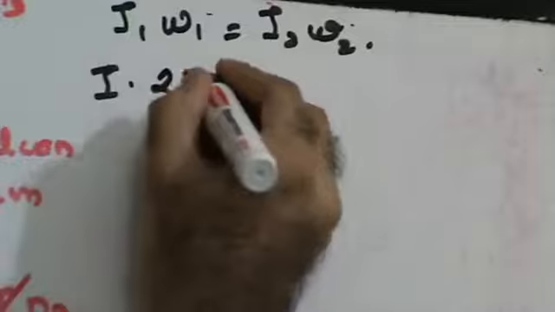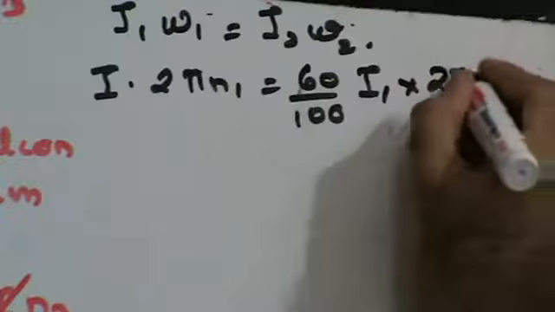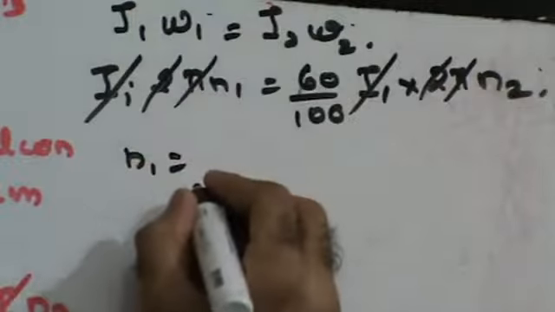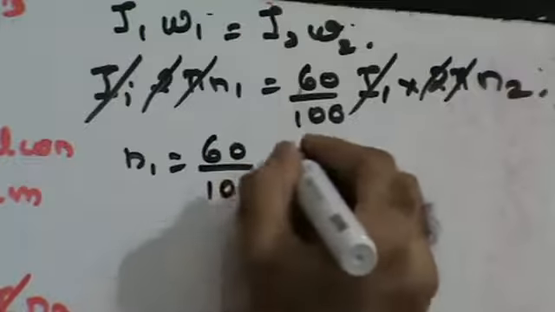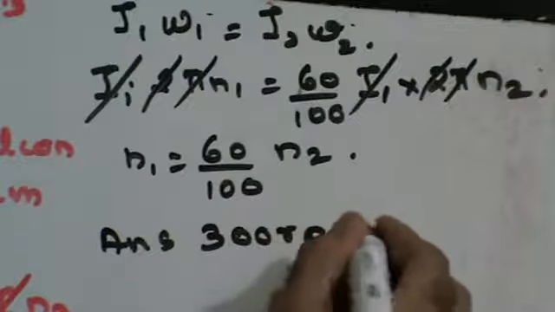Right? Now, I have all the values. I1 omega 1 can be written with omega as 2 pi n1. I2 can be written as 60 upon 100 into I1. Omega 2 can be written as 2 pi n2. So 2 pi gets cancelled, I1 gets cancelled. That leaves you with n1 equal to 60% of n2. You should be able to get the answer for this. Your answer should be 300 rpm. Next, take the next one, please.